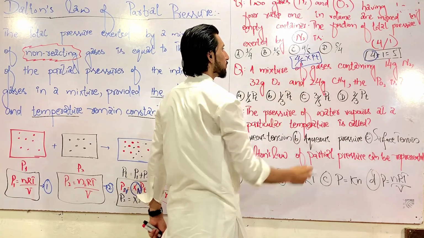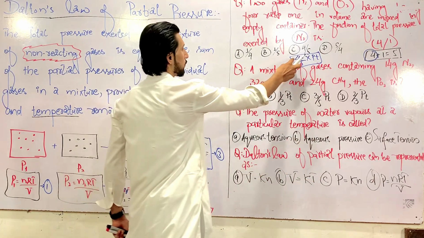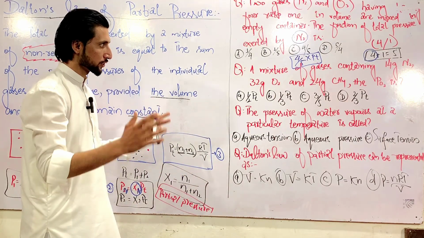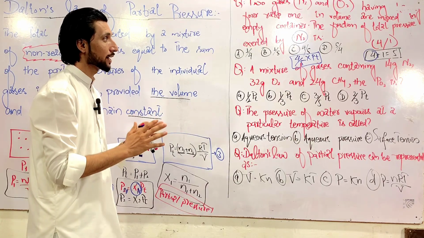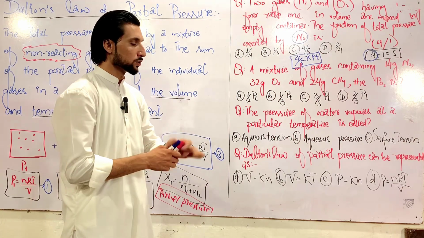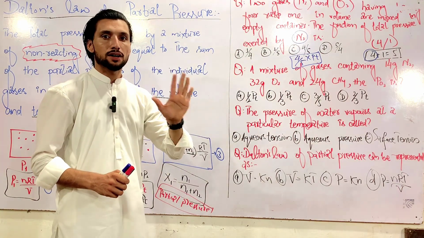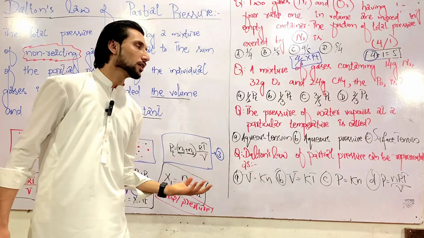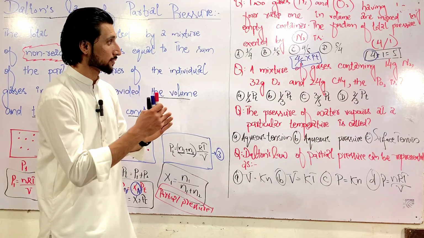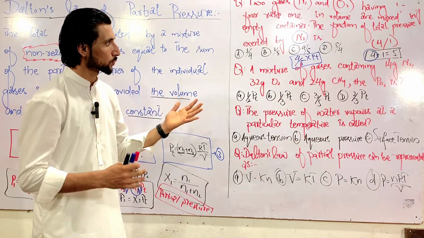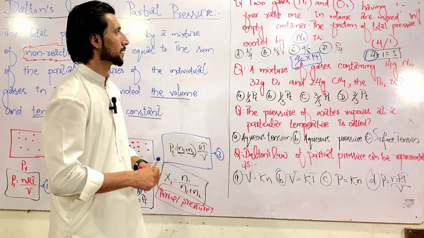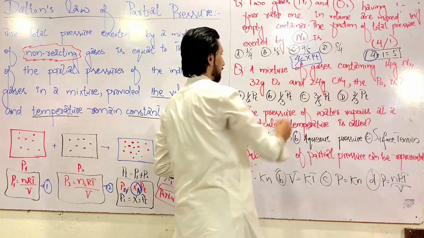So 4 over 5 of the whole pressure would be exerted by nitrogen, because it is present as 4 volumes in 5 volumes. If the total pressure was 5, then 4 over 5 of that pressure would be exerted by nitrogen. So option C is the correct option.